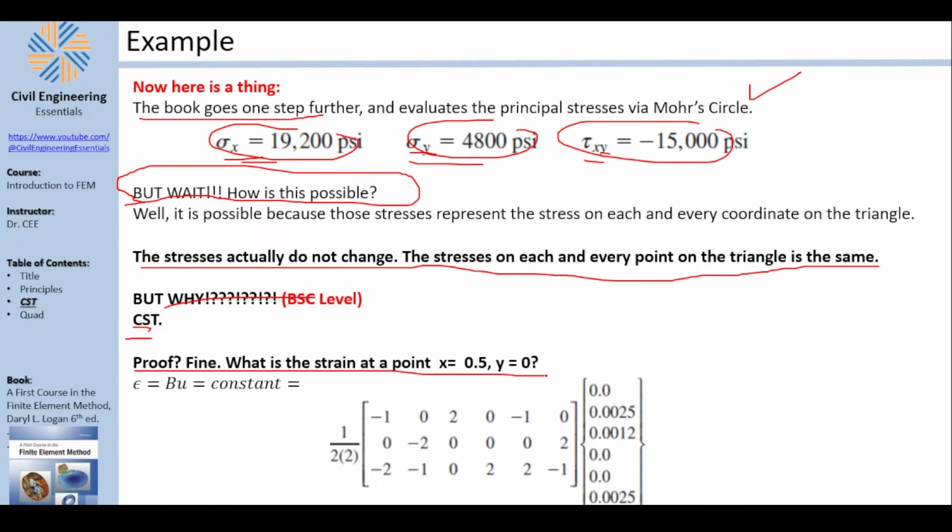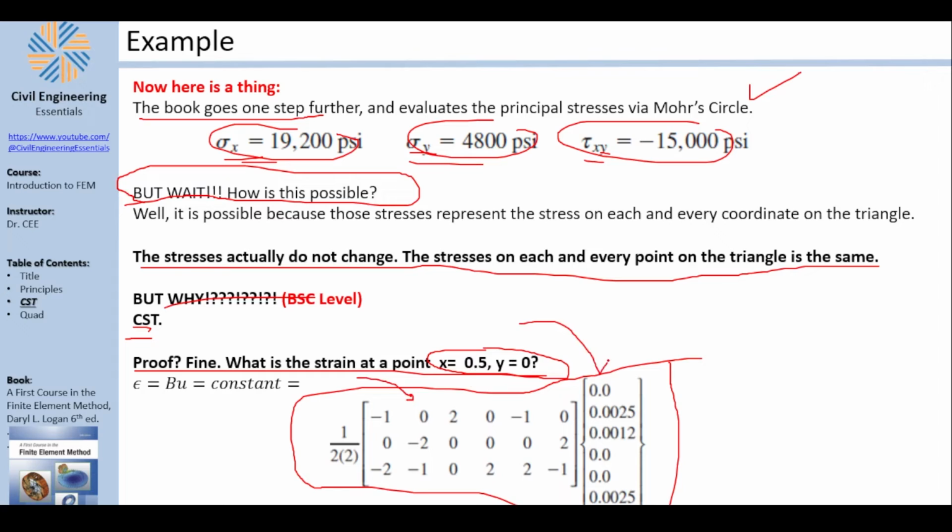Now, proof, take a look at this. This part of the multiplication is B multiplied by U. This is the strain matrix, and you can see that this is a matrix of numbers. There is no x coordinate, there is no y coordinate. Even if you want to find the strain at a point, say x equals half and y equals 0, you will get a number. You will get the same number everywhere, because there is no place in the B matrix to put an x in.